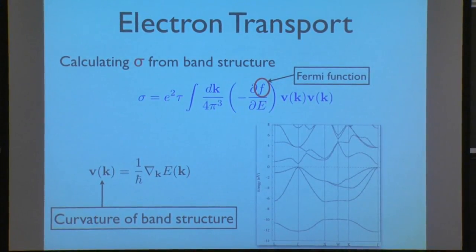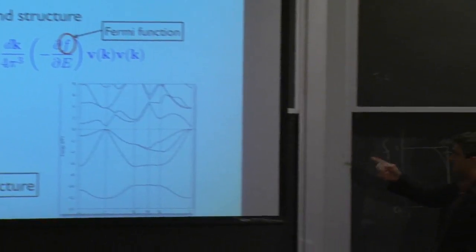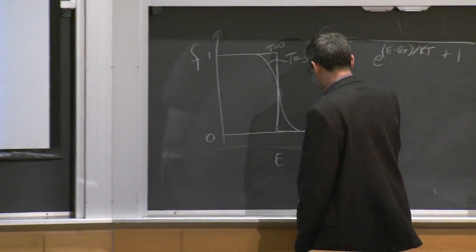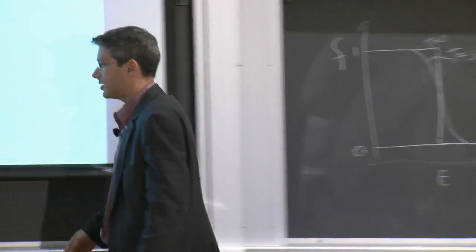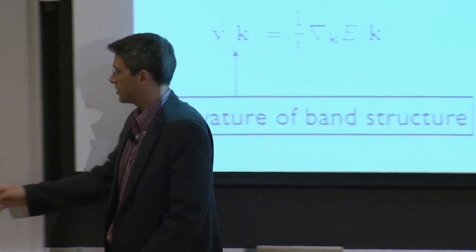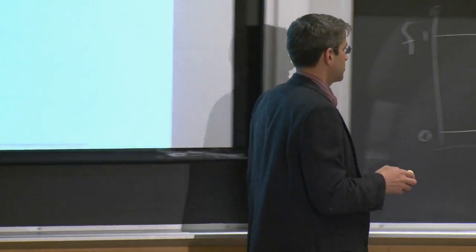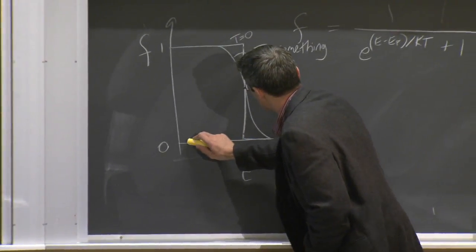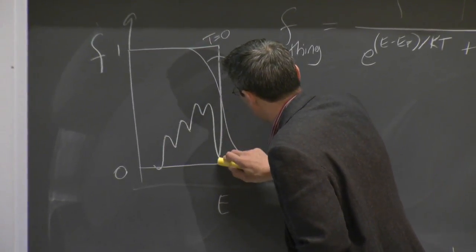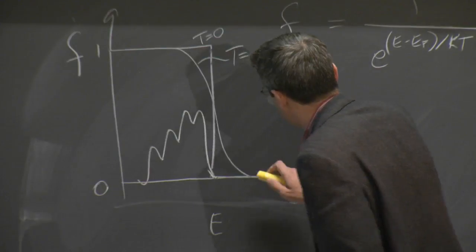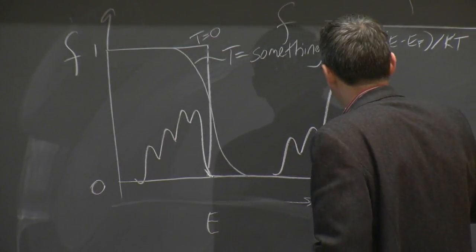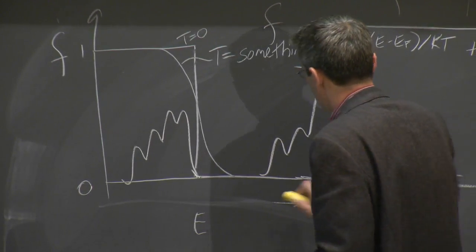Now, but what if my Fermi function is like this? Let's say I have silicon, and I'm going to plot on top of this, in a different color, the density of states, okay? And let's say my density of states was like this. I don't know if it is or not. And then here's the band gap.